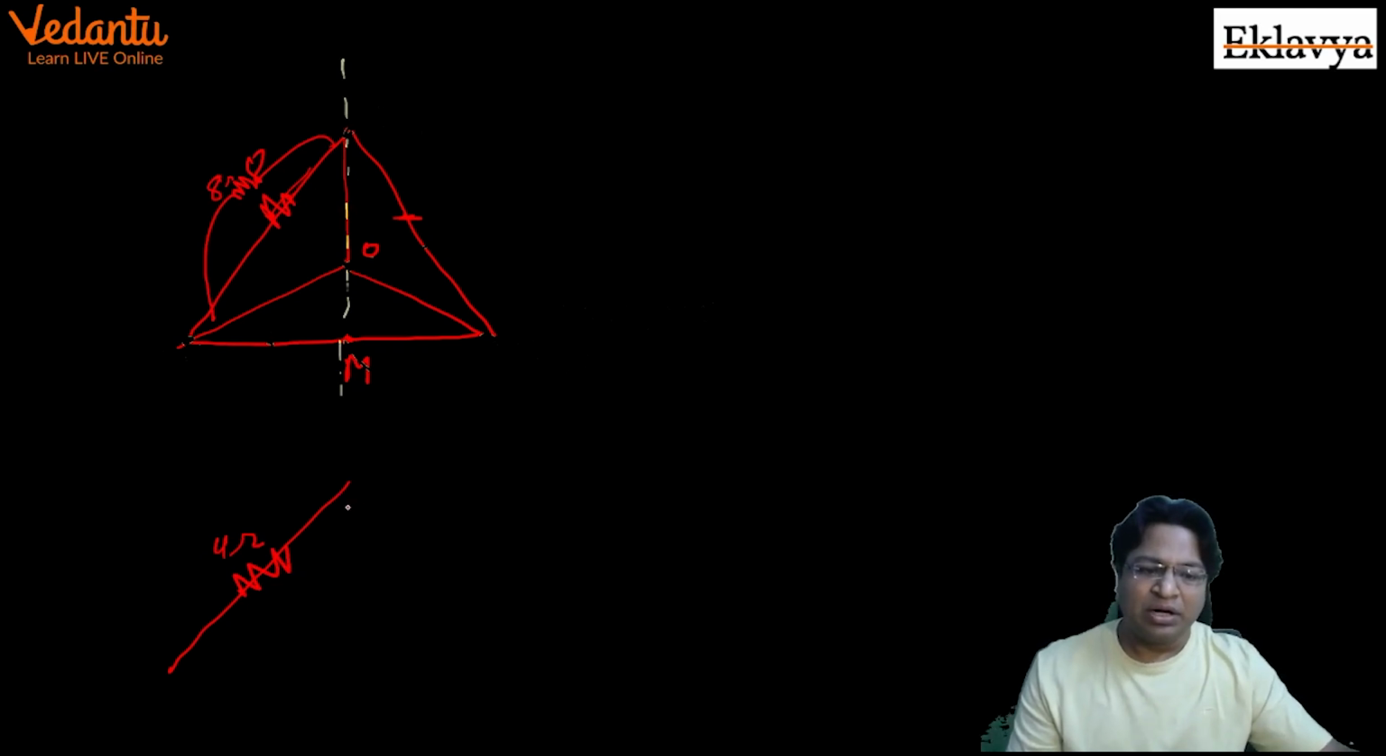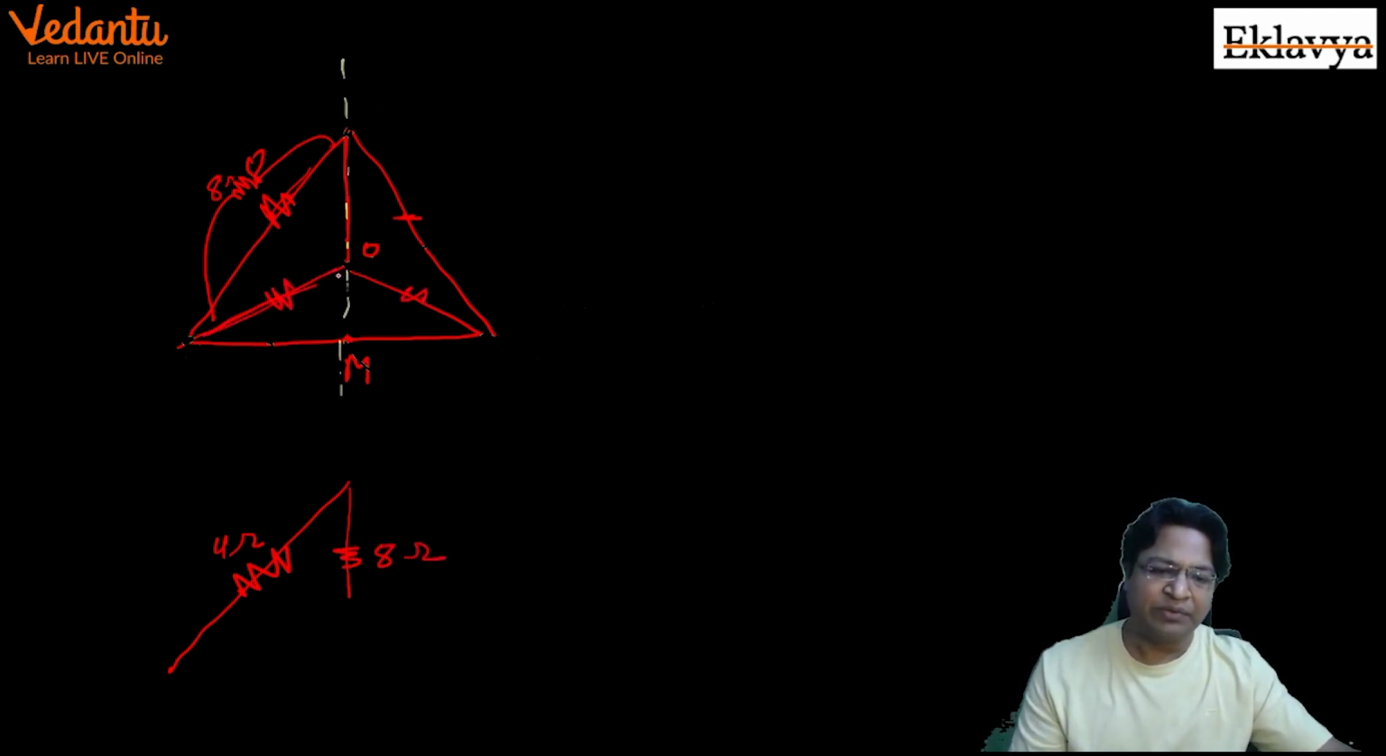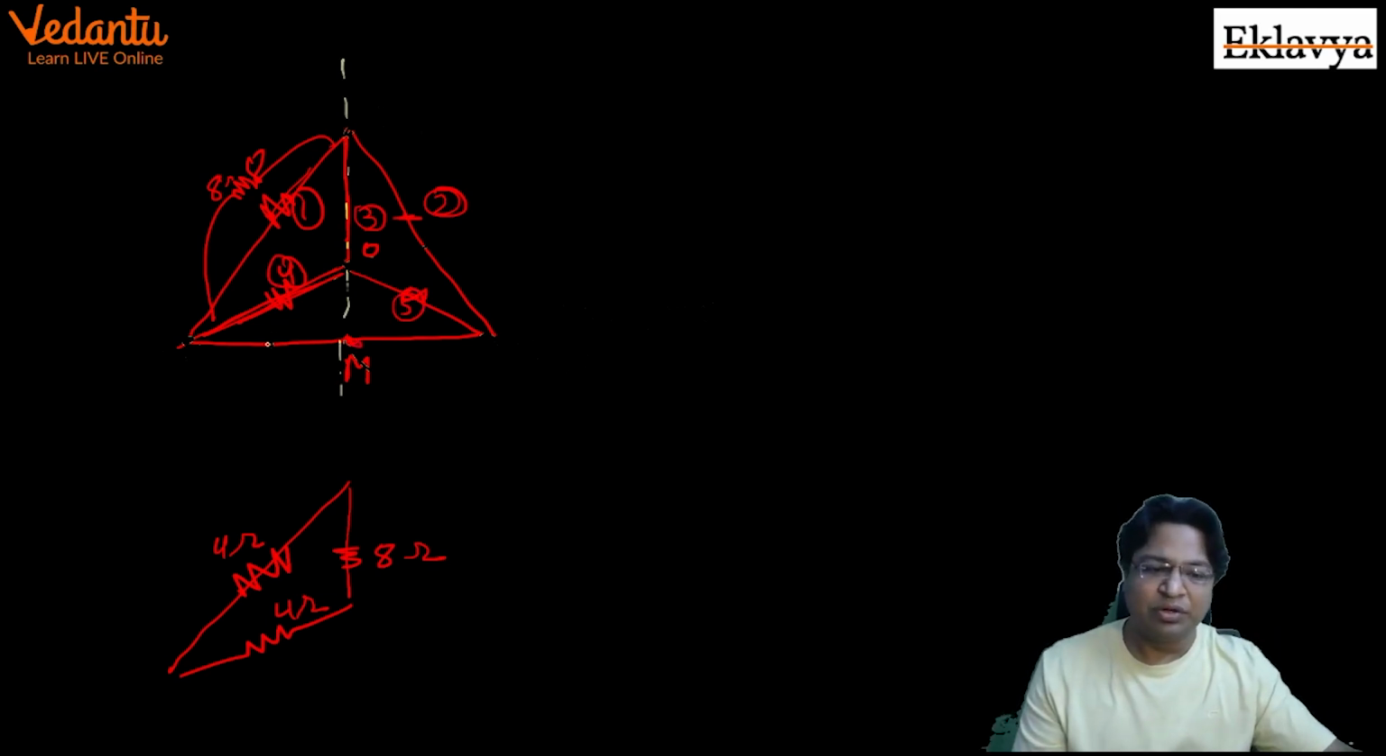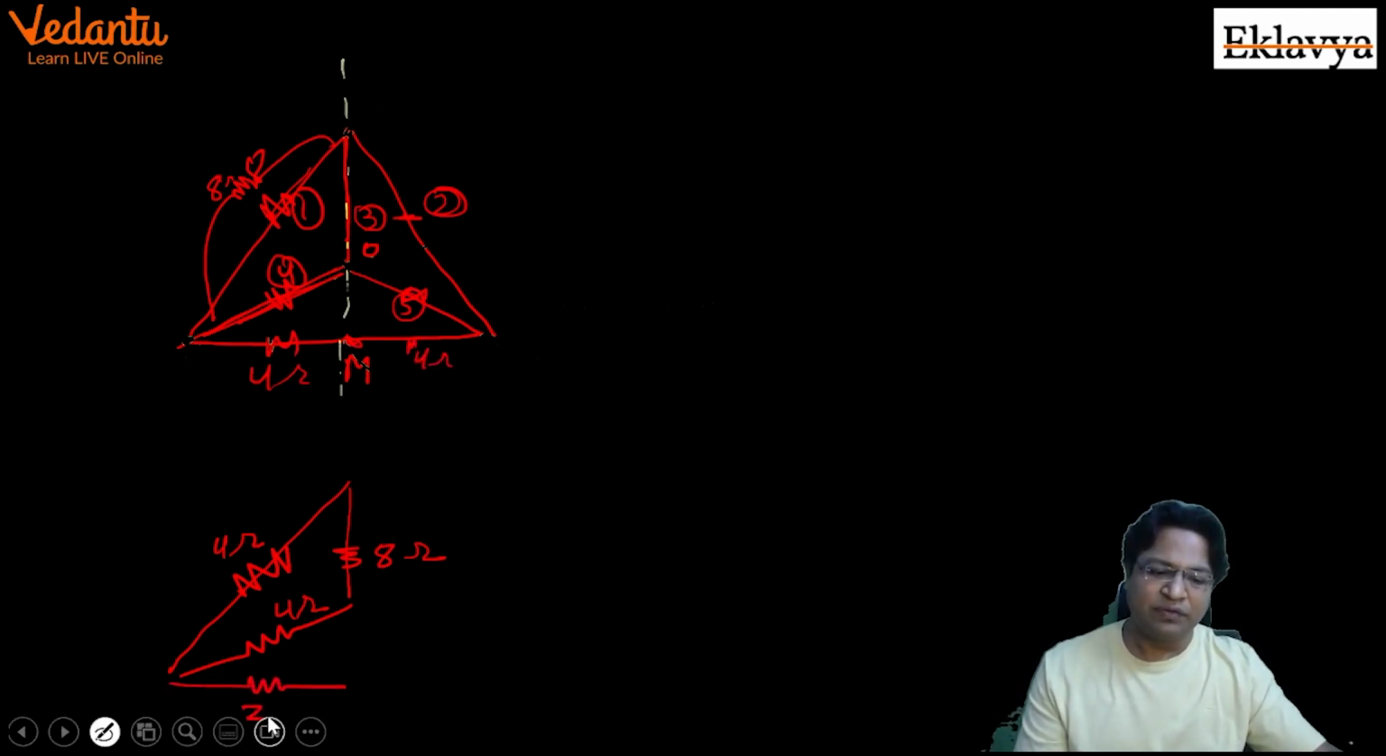This edge was a single edge, so it remains 8 ohms. Similarly, this edge and this edge overlap with each other, so the equivalent resistance here also becomes 4 ohms. So we have taken care of 5 branches. The sixth branch gets folded from its midpoint. So 4 ohms is here and 4 ohms is here, and these two 4 ohms overlap, giving a resistance of 2 ohms here.